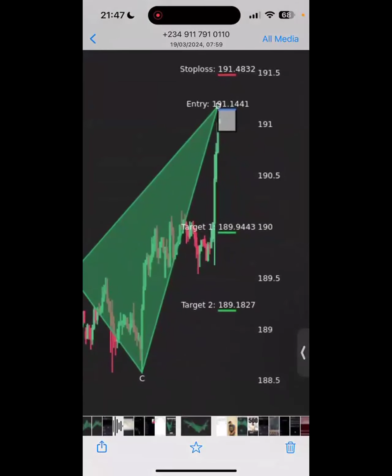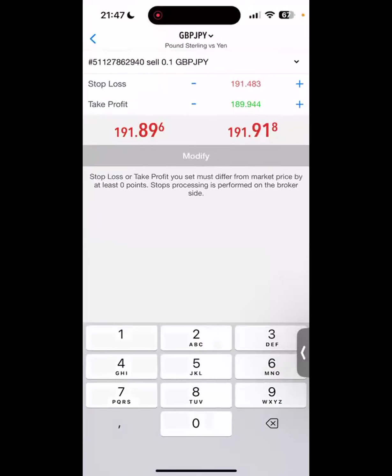So take profit one is 189.9443. Stop loss is 4832. Okay, so let's go back and check that with what you have. So I think it's not 944, 9443. Oh, I don't think it goes more than this. Okay. Then what's your stop loss? So TP2 is 189.1827. So let's go 182 for TP2.